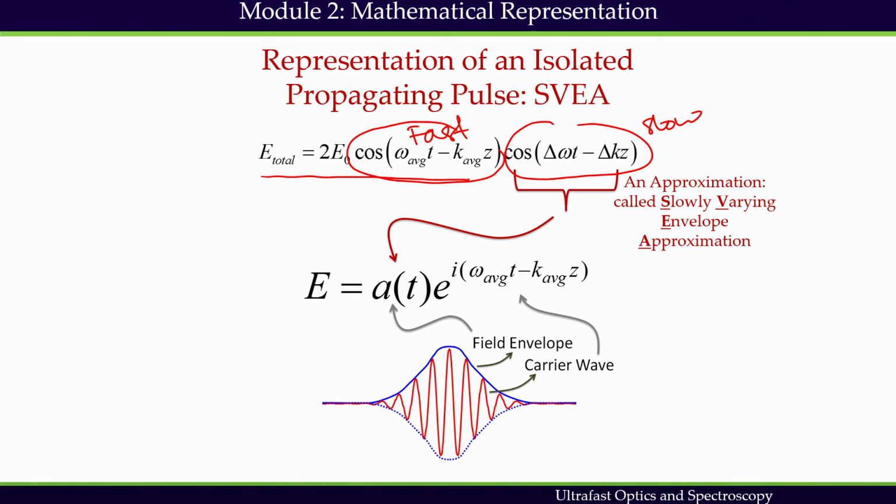But instead of using this complicated mathematical form obtained for an ultrafast pulse train produced due to interference of multiple frequency or color components, an isolated propagating pulse can be approximately represented as E equals A(t) multiplied by e to the power i(omega average t minus k average z). We note here that we have kept the fast varying component, but the slowly varying component is approximated to an envelope function, and this approximation is called the slowly varying envelope approximation.